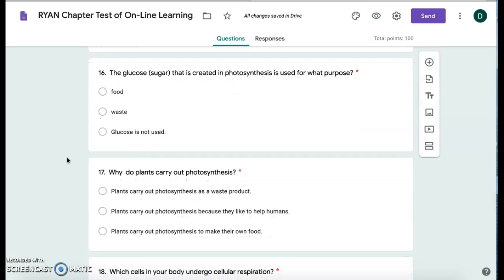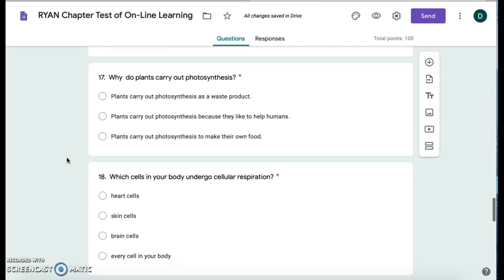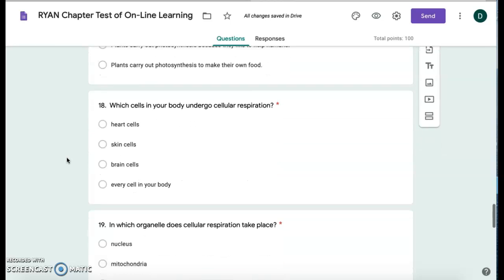Number 16. The glucose, sugar, that is created in photosynthesis is used for what purpose? Food, waste, glucose is not used. Number 17. Why do plants carry out photosynthesis? Plants carry out photosynthesis as a waste product. Plants carry out photosynthesis because they like to help humans. Or plants carry out photosynthesis to make their own food.